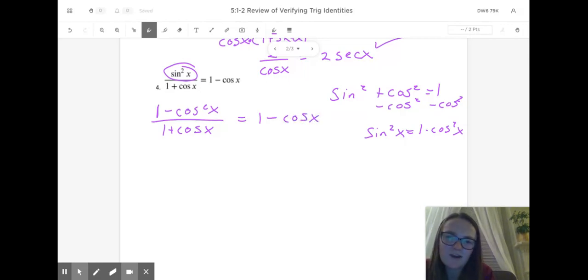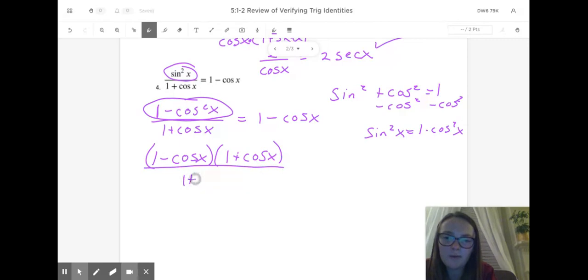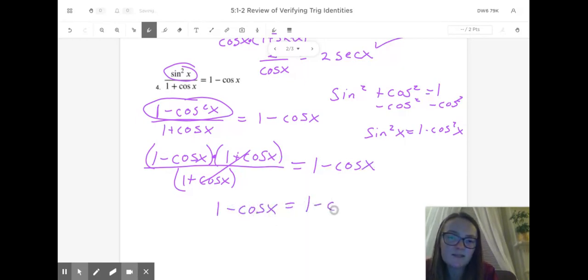Okay, well, we're going to have to factor again. This right here, I want one of the factors to be 1 plus cosine x. This is actually a difference of squares again. This is going to be 1 minus cosine x times 1 plus cosine x, all over 1 plus cosine of x. So we can see here, since these are separated by multiplication, I'm allowed to cancel them. And I want to know, does it equal 1 minus cosine x? Well, after I cancel, I'm just left with 1 minus cosine of x. And so this right here is verified.